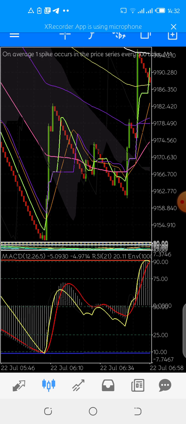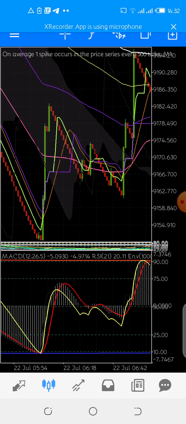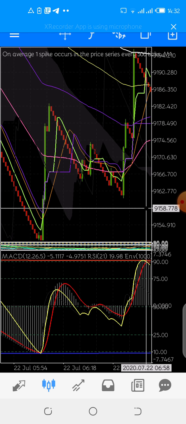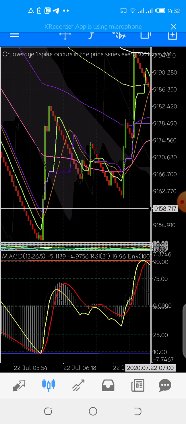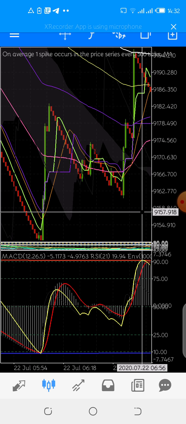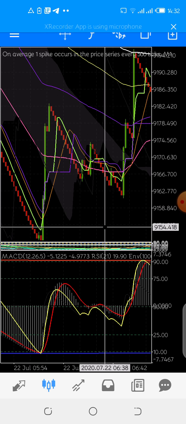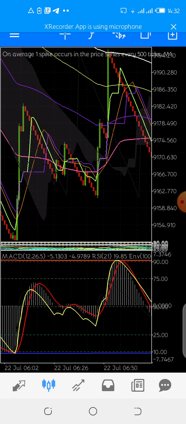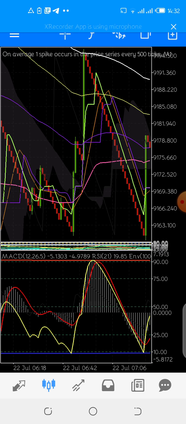Check here, both lines met at 90. Both lines met at 90, so you're supposed to have placed your trade immediately after here, because they both met at level 90. So immediately after your Ichimoku, you can place your trade. Let's check. Did you see? You've gotten your whole 10 minutes before the next spike came.